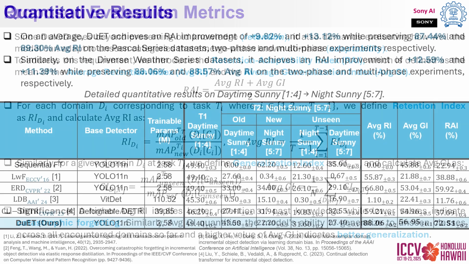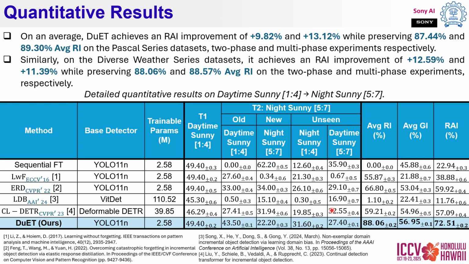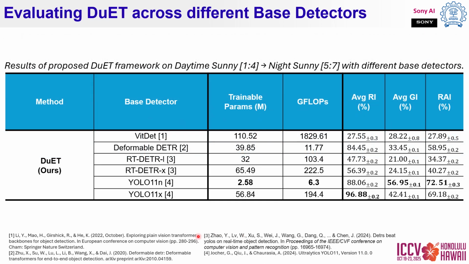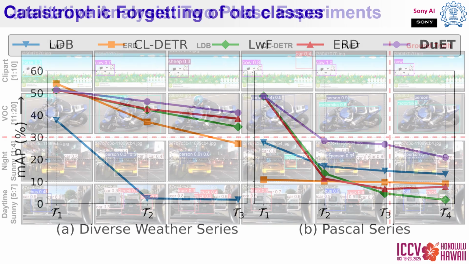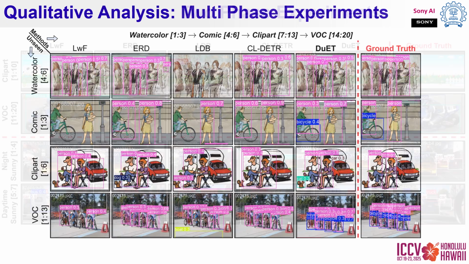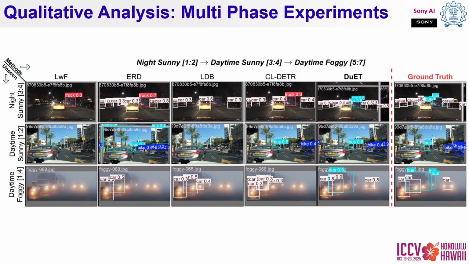Across all experiments, DuET achieves the best RAI while using fewer parameters than competing methods. Unlike prior approaches which are optimized for specific detection backbones, DuET exhibits broad generalization across a variety of object detectors. Next, in this figure, we can clearly see how DuET effectively mitigates catastrophic forgetting across incremental tasks compared to other methods. In qualitative results also, DuET produces accurate and high-confidence detections even in unseen environments, unlike other methods that misclassify or miss objects under domain changes.